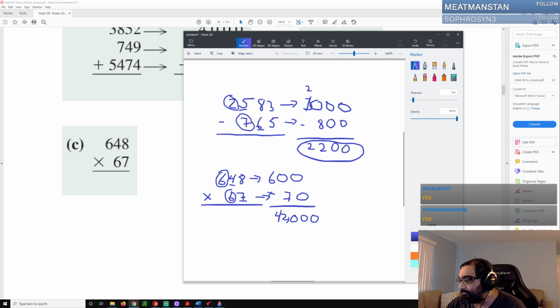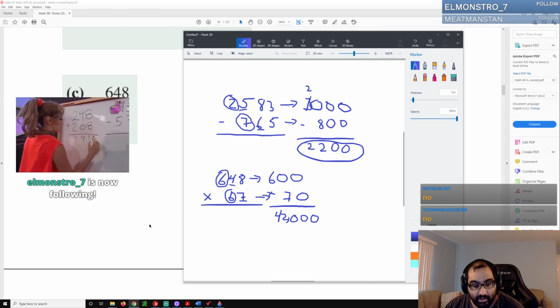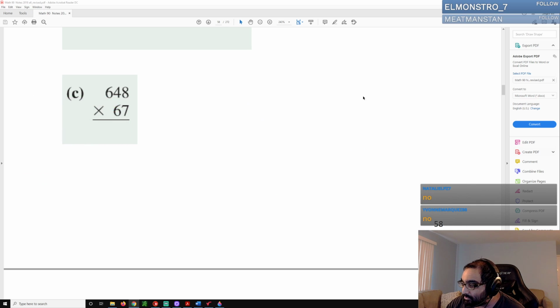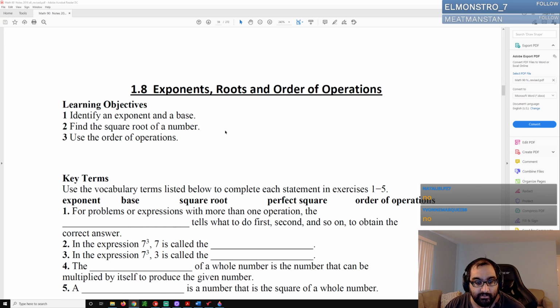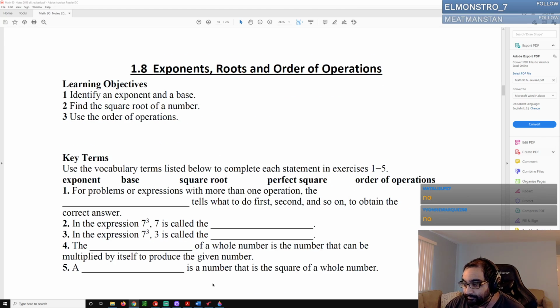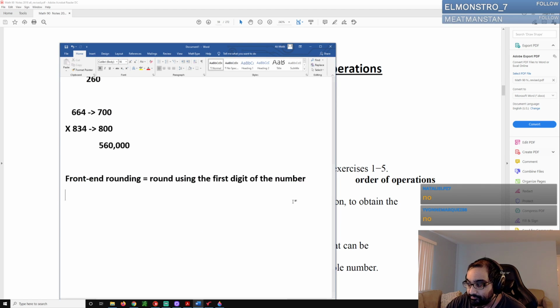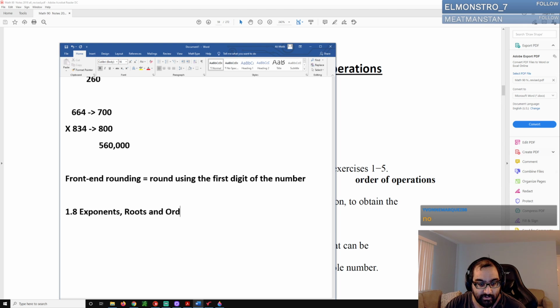Well, if there are no questions, that was the last part of section 1.7 that I wanted to show off, just doing a few calculations. All right, so we're going right into section 1.8 now. We're going to talk about exponents, roots, and order of operations. Let's talk about each one of these and see how things work out. So let's start with section 1.8: exponents, roots, and order of operations.